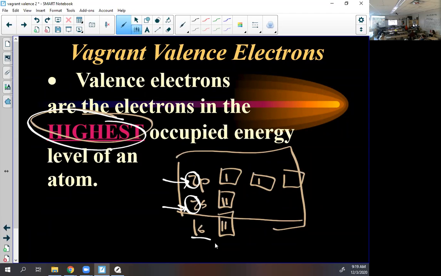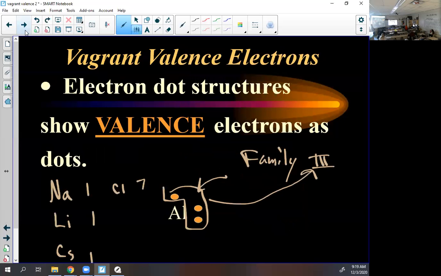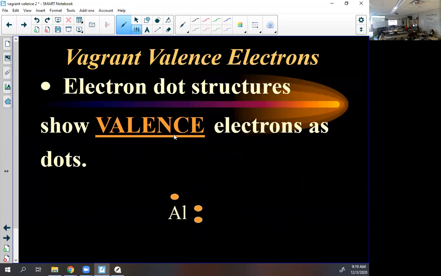We all right with that? Carbon has 4 valence electrons. They're the ones in the highest level of the diagrams we would draw. All right, now the level is determined by the number, not the letter. Okay. Now, electron dot structures show valence electrons as dots. Now, Cullimore, Goddard, and I teach these all in a different way. It does not matter how you draw their dots. It just matters that you draw the right number of dots.